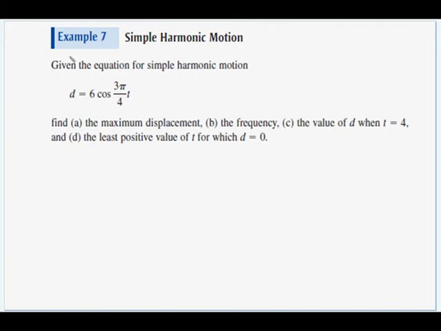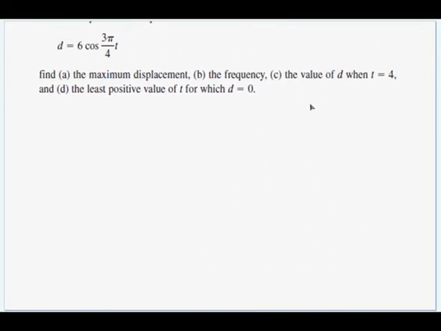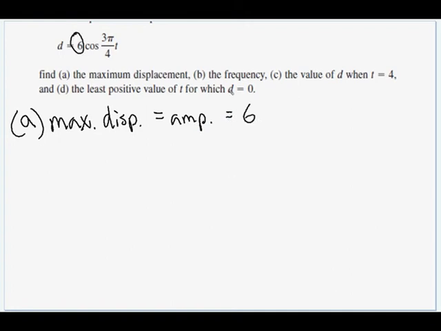Here in example 7. Simple harmonic motion. Given the equation for simple harmonic motion of distance equals 6 cos of 3/4 pi times t, they're asking us to find a few things here. Find A, maximum displacement. Well, max displacement is just sort of another way to say amplitude. Max displacement is the same thing as amplitude, how far above or below equilibrium it is. And for here it's 6. That was easy enough.